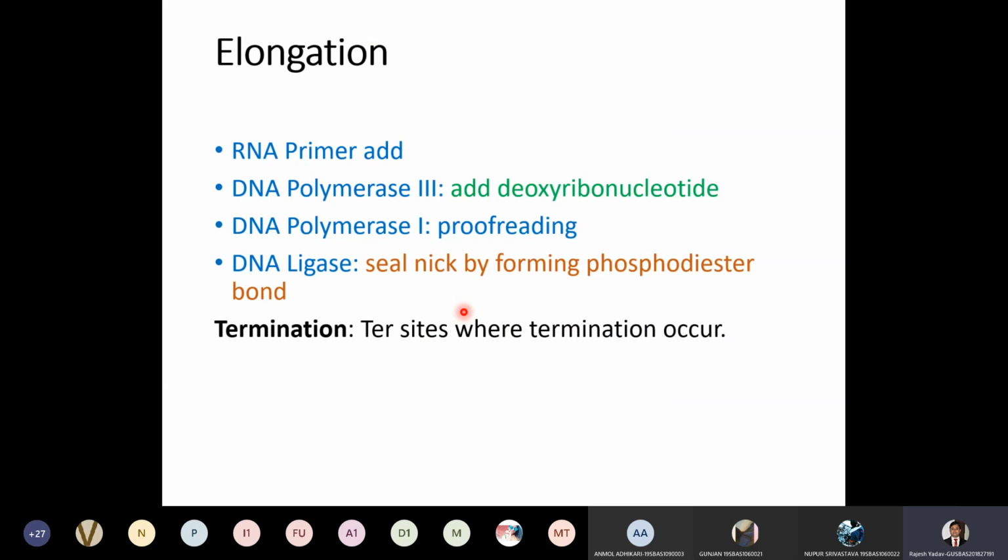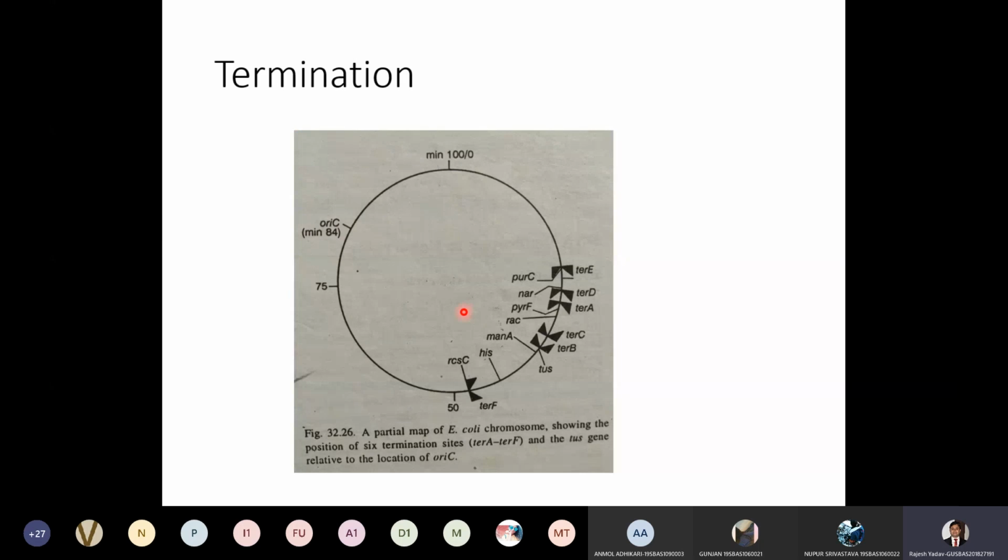Next, same process as we have already explained in the E. coli bacteria: elongation, termination. And now I can explain about the termination. It was remaining in the E. coli, so I'm just trying to explain you.